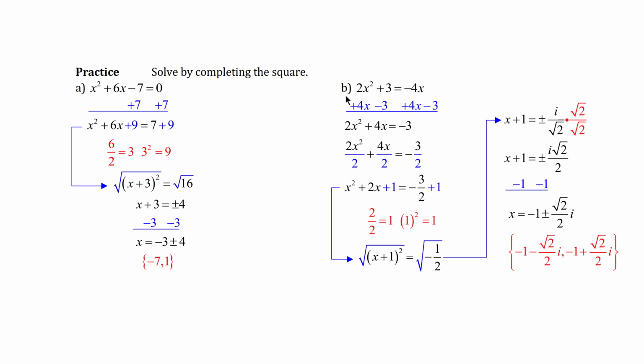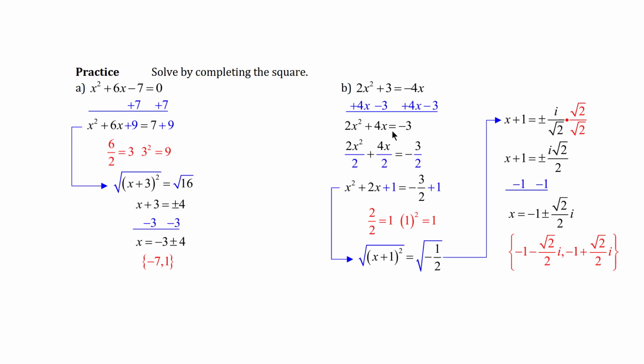For part B, we need to isolate all the variables on one side of the equation, so I did 2 steps at once. I added 4x to both sides of the equation, and I subtracted 3 from both sides. The result is 2x squared plus 4x equals negative 3.